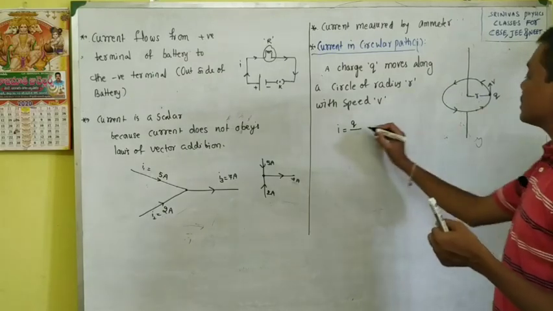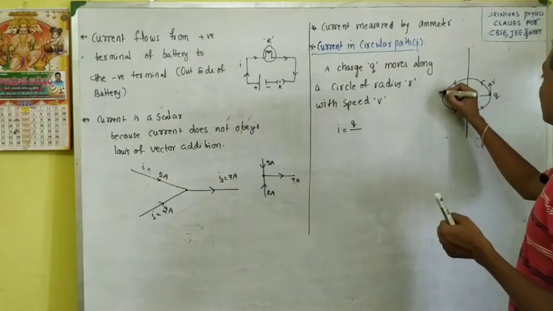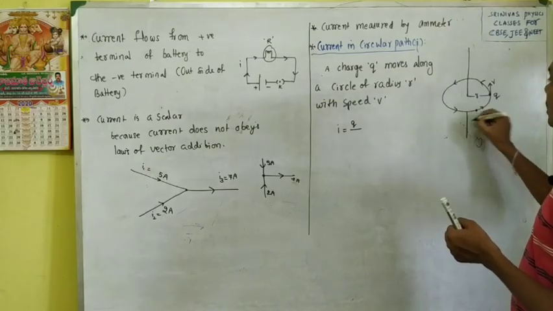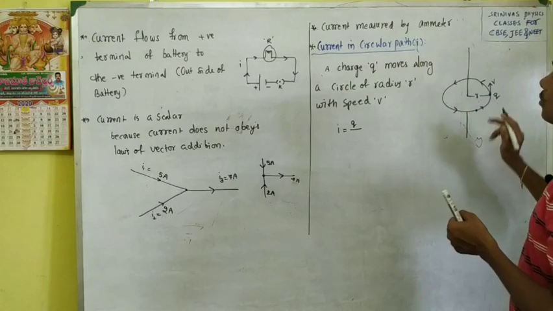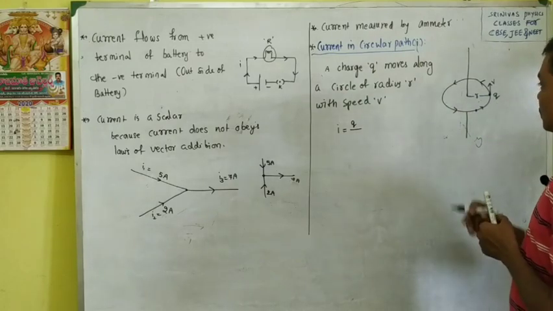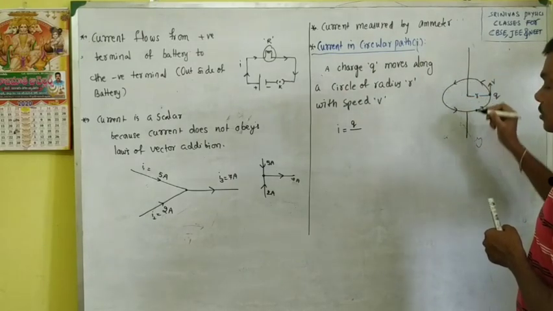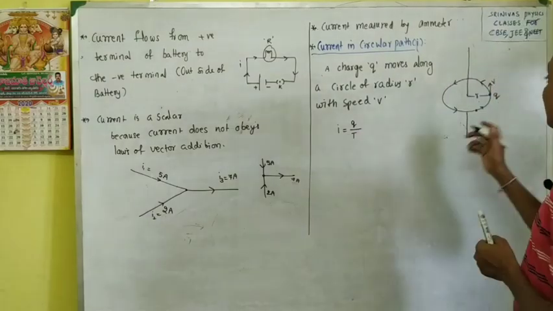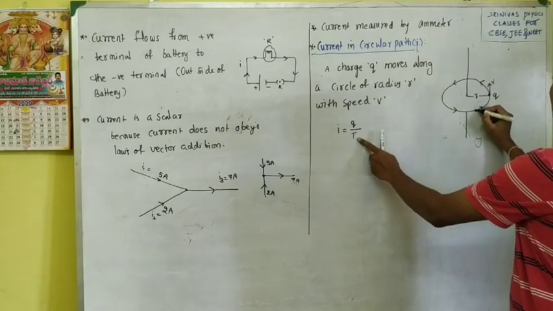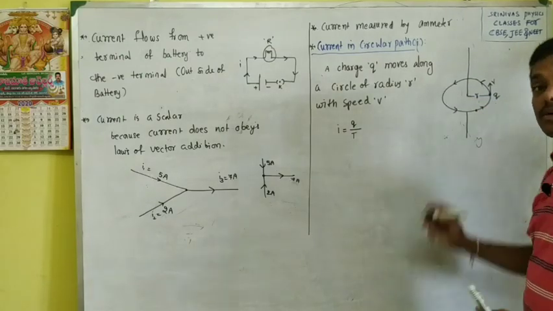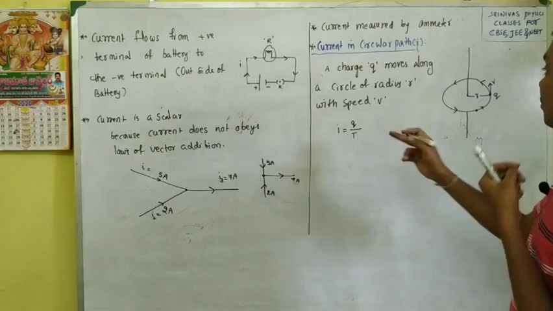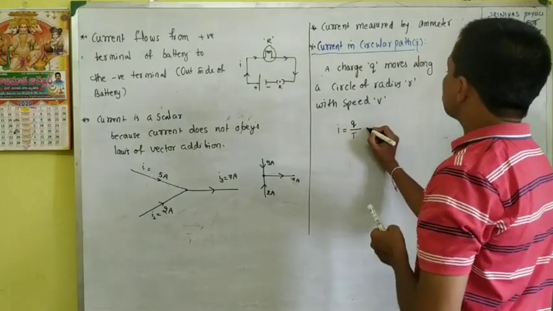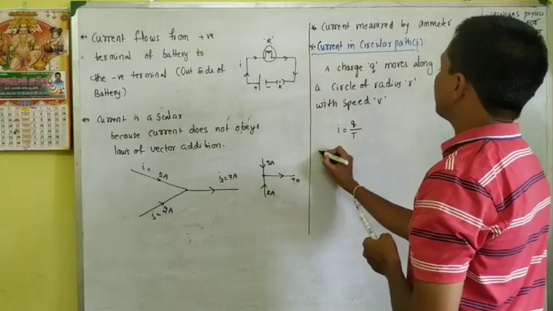That's why the current is charge by time, but the time to close the circuit is the time taken to complete one revolution. In one revolution it will become a closed circuit. That's why the current formula is charge by time period. We have to take the time period, capital T, because in that time it completes one revolution, and then the closed path is completed.